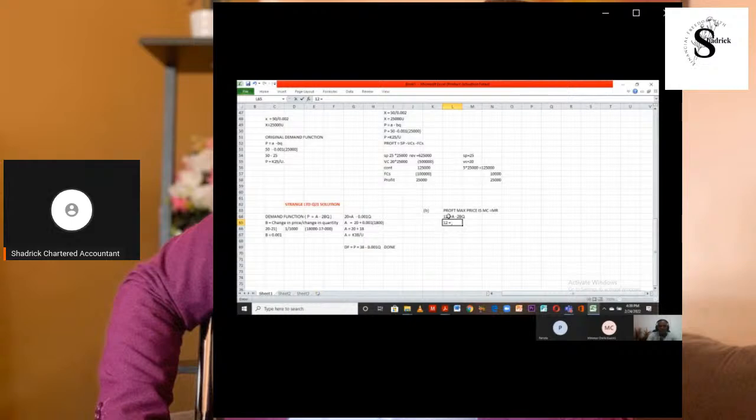What is A? We've worked out A, right? What is A, guys? Very good. 38 minus what is B? B was 0.001. But now we have got 2, so it's going to be 0.002. Then Q.